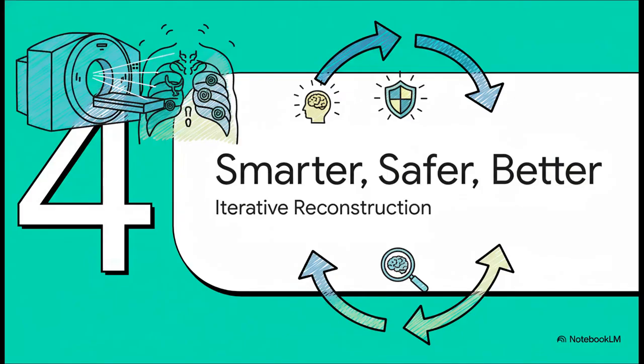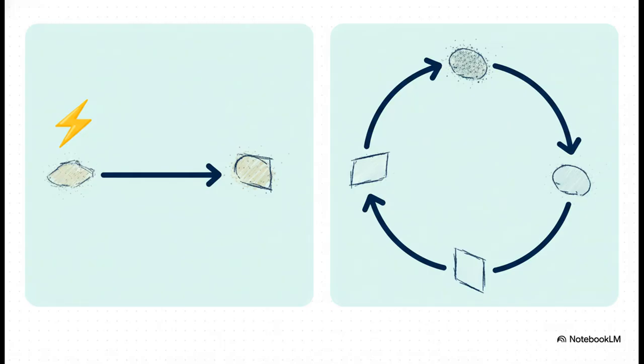And that challenge, getting high-quality images with less radiation, led to a whole new revolution in CT, a smarter, more powerful technique called iterative reconstruction, or IR. So how does IR build a better picture? Well, while FBP is a fast, one-shot calculation, IR is a completely different approach. It's a complex, multi-step process.